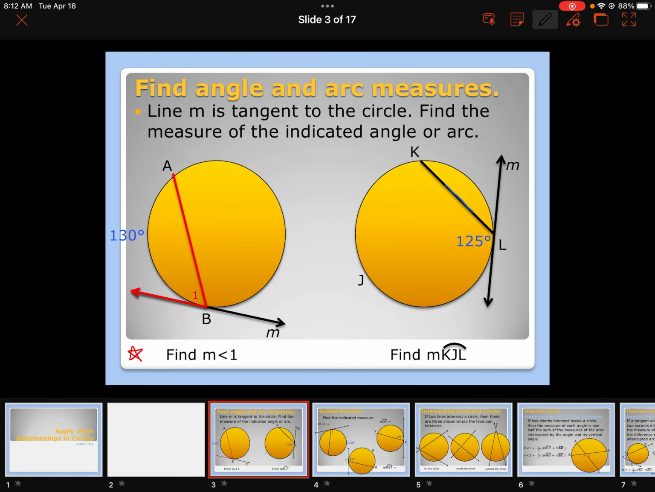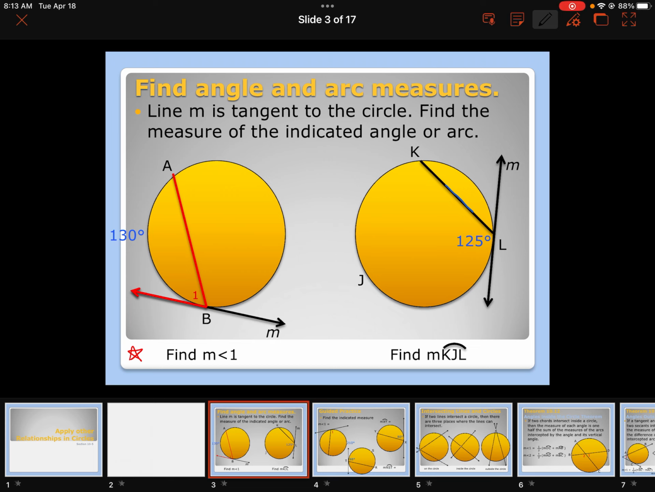Okay, so in these next two slides, we're just going to work through some examples using that theorem. So we're going to find angle and arc measures. Line M in both diagrams is tangent to the circle. So they're telling you that. You didn't need to figure it out. Find the measure of the indicated arc or angle.